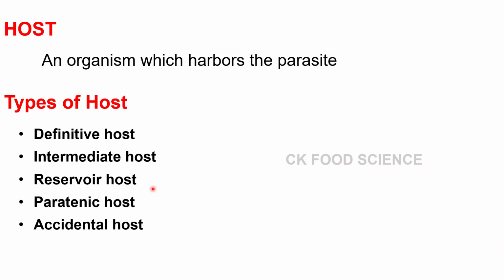Next one is the paratenic host. In the paratenic host, the larval stage of the parasite remains viable, but without further development. That is called the paratenic host. It acts as a transport or carrier host. Next one, accidental host. It is the host in which the parasite is not usually found. It's called the accidental host.